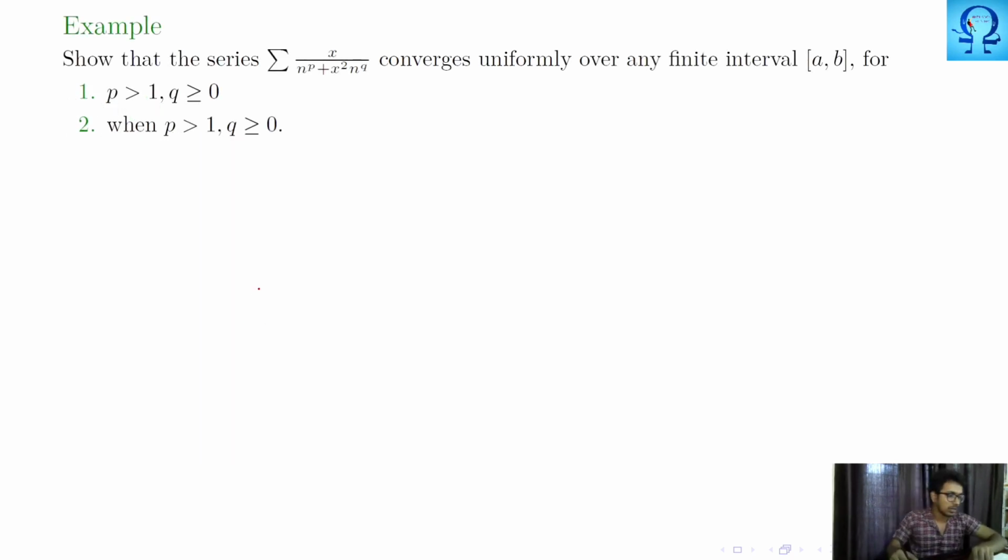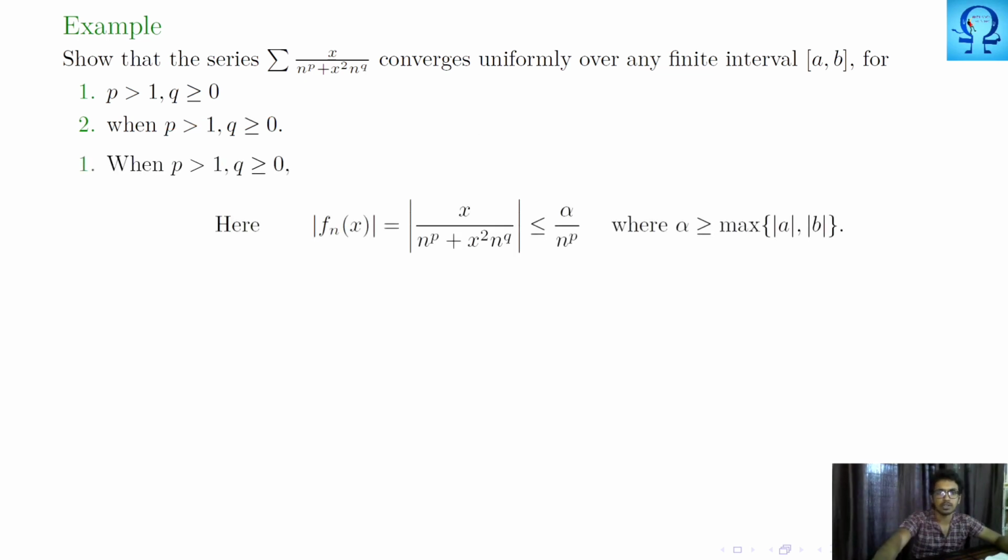Moving further, there is a typo. That is, when 0 less than p less than or equals 1 and p plus q greater than 2. Okay, anyway, that typo will be clarified when we proceed further. Under this case, so our general term, our fn of x is x upon n to the power p plus x square n to the power q.